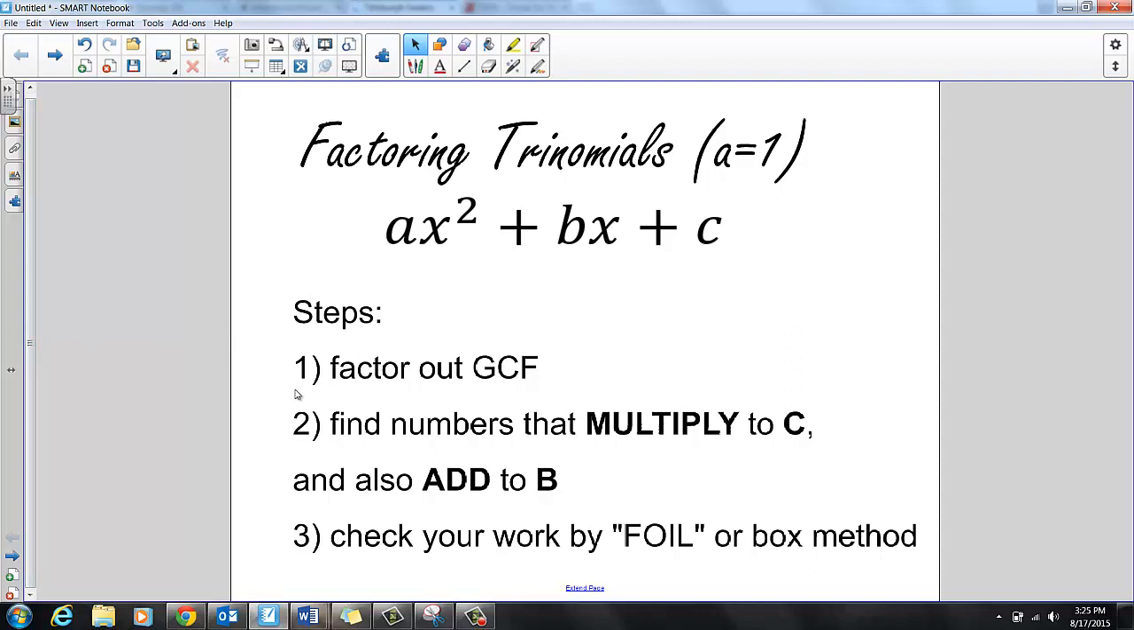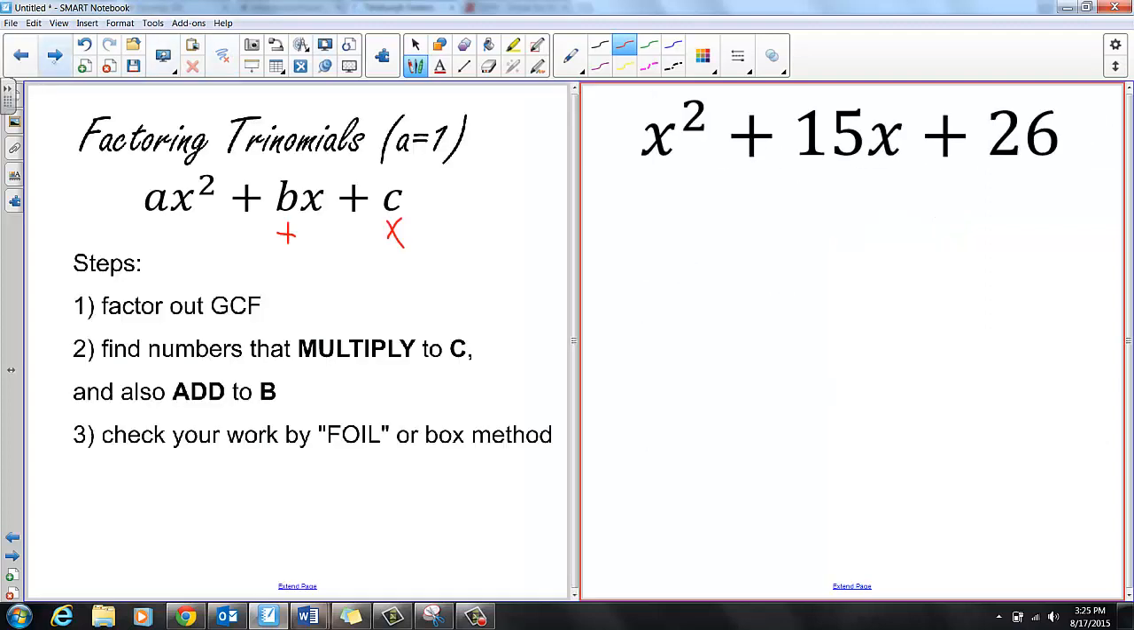But just quickly, let's go over the steps, and then we'll do a few examples of how one of these would work. So step 1, we want to see if there is a GCF between all three terms. After we have factored out the GCF, we want to find numbers that multiply to our number c, but then add to be b. So we want to multiply to c and then add to b. And lastly, we can always check our work by foiling or doing the box method. So let me split the screen here so we can look at our steps as well as the first example.